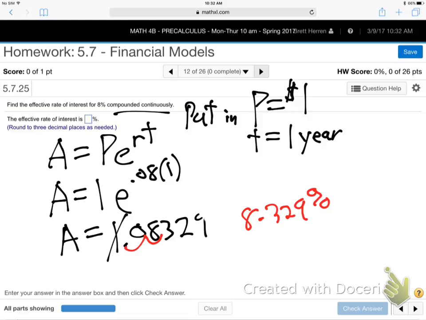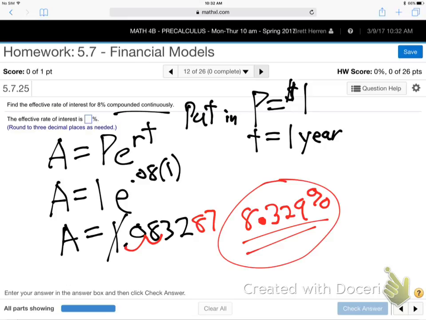What was after the 9? Oh, it was 8.7, so that does round to 9. There we go, 8.329%, that's the APR. That's the real effect of 8% compounded continuously. Meaning, in 1 year, your money will grow by 8.329%. That's what will really happen. Every dollar will grow by 8.329%, the real effect. Good on that? Questions on that? Just $1 for 1 year.